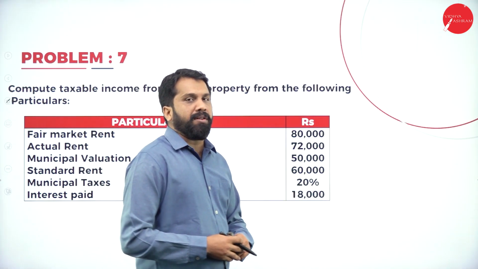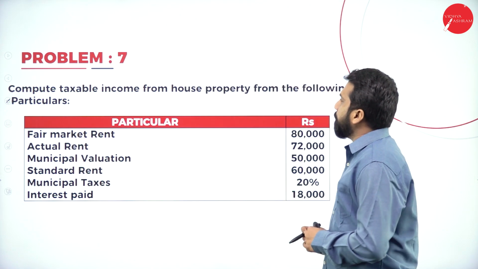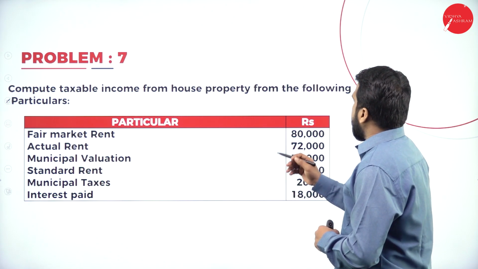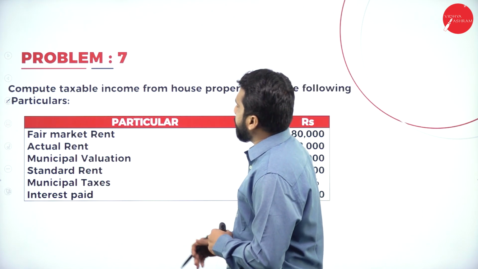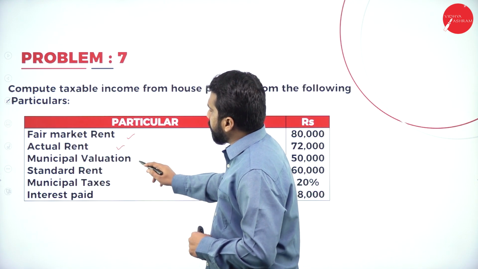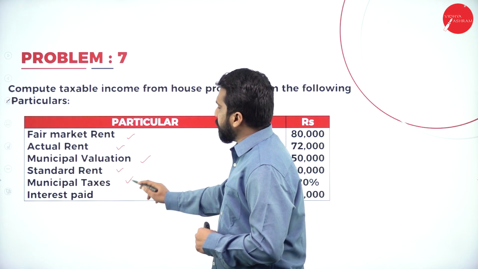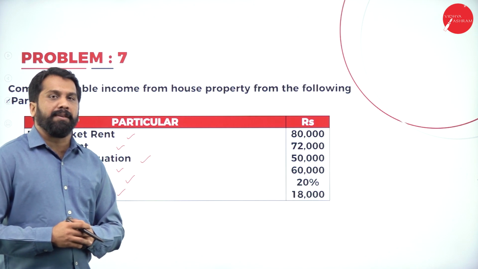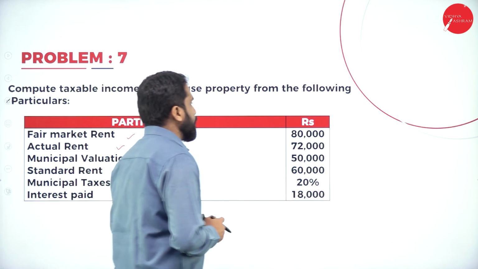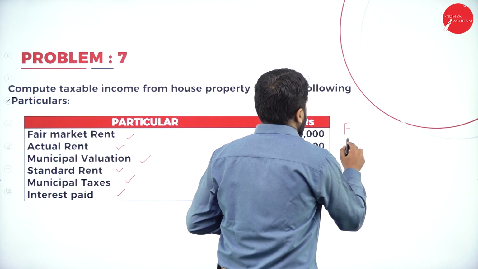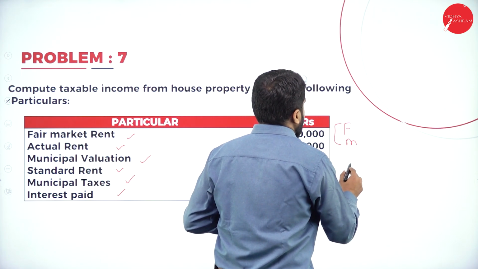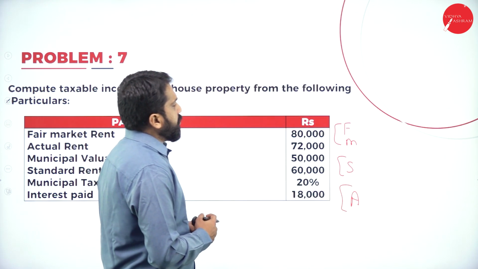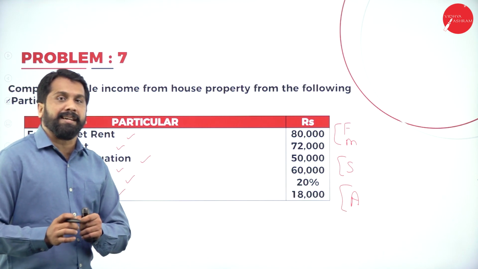Now, your first problem for the day, very simple. Compute taxable income from house property for the following particulars. The particulars and rupees: fair market value, actual rent, municipal valuation, standard rent, municipal tax as well as interest paid. So what is the logic we were applying? Very simple. In this, F, M, then it will be S and it will be A. Fair value, municipal value, standard rent as well as actual rent.